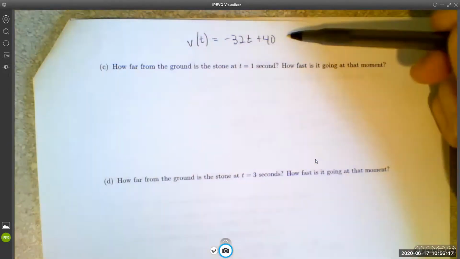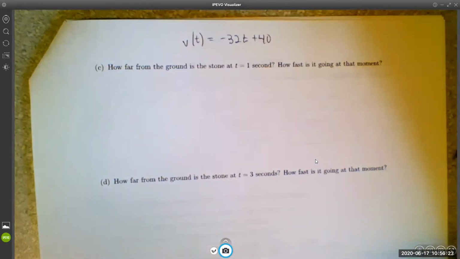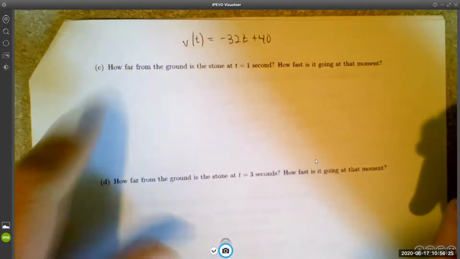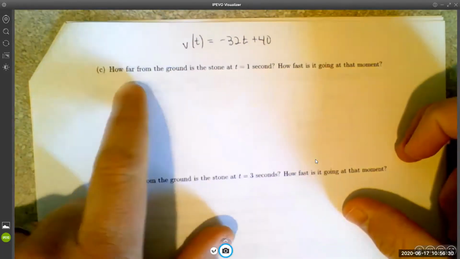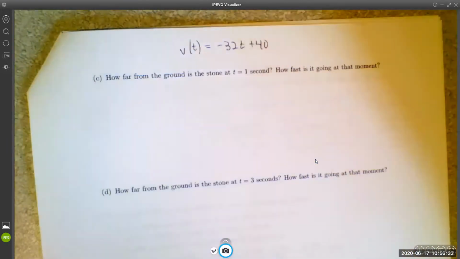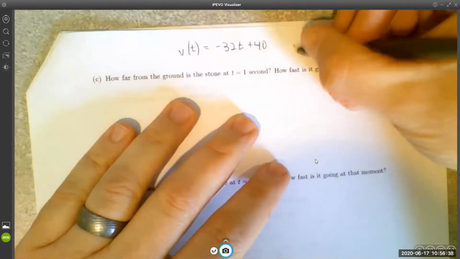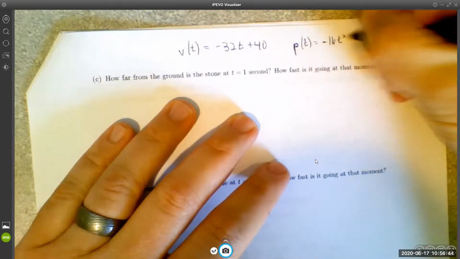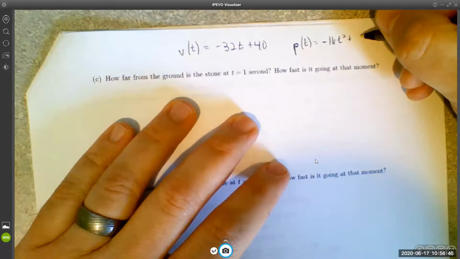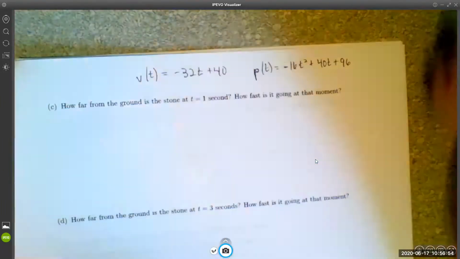Okay, so this is the velocity function that we just computed based on the position function. So now we can answer a bunch of questions, right? Like part C, how far from the ground is the stone at t equals 1 second? And how fast is it moving at that moment? Well, I guess I should have written down the position function as well, right? The position function was negative 16t squared plus 40t plus 96, I believe, right? Yep. Okay.